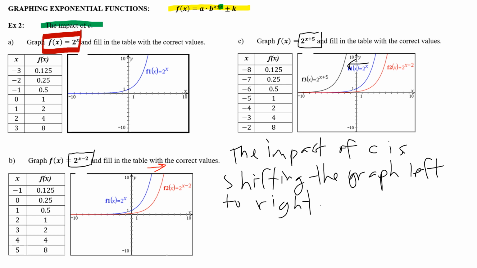I know it's something a little bit interesting here. In the previous example, when we were messing around with k, when k was positive, it went up. Made sense. When k was negative, it went down. Made sense. Here it's a little bit of the opposite. When c is positive, like in example c, it actually moved to the left. So a positive c value will move it to the left, whereas a negative c value will move it to the right.